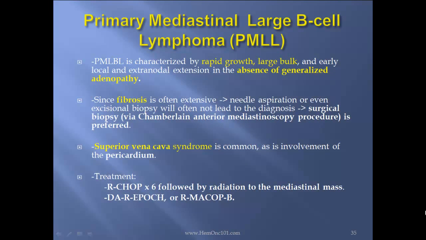Primary mediastinal large B-cell lymphoma is characterized by rapid growth, large bulk, and early local and extranodal extension in the absence of generalized lymphadenopathy. Since fibrosis is often extensive, needle aspiration or even excisional biopsy will often not lead to the diagnosis. A surgical biopsy via the Chamberlain anterior mediastinotomy procedure is performed. Superior vena cava syndrome is common, as is involvement of the pericardium. Treatment: R-CHOP times 6, followed by radiation of the mediastinum, or DA-R-EPOCH, or MACOP-B.